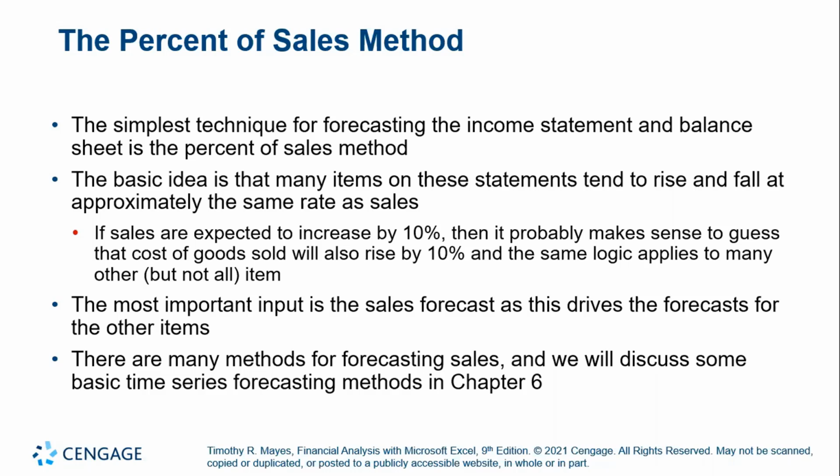as sales. If sales are expected to increase by 10%, then it probably makes sense to guess that cost of goods sold will also rise by 10%. And the same logic applies to many others, but not all items. The most important input is the sales forecast, as this drives the forecast for other items. There are many methods for forecasting sales, and we will discuss some basic time series forecasting methods in Chapter 6.